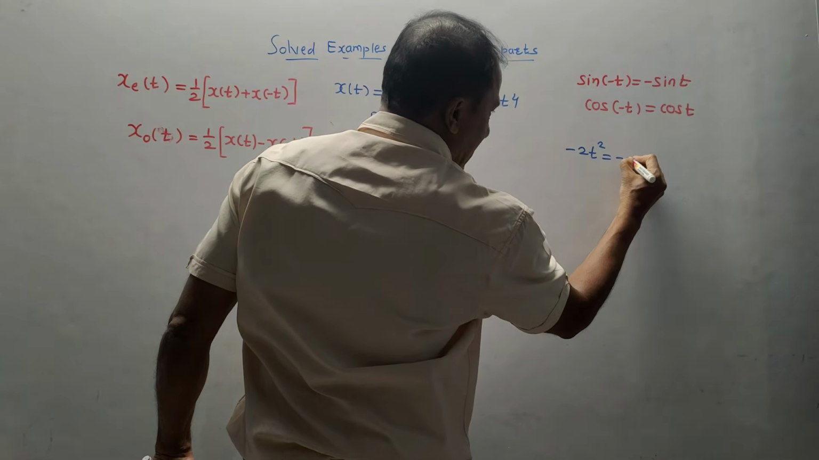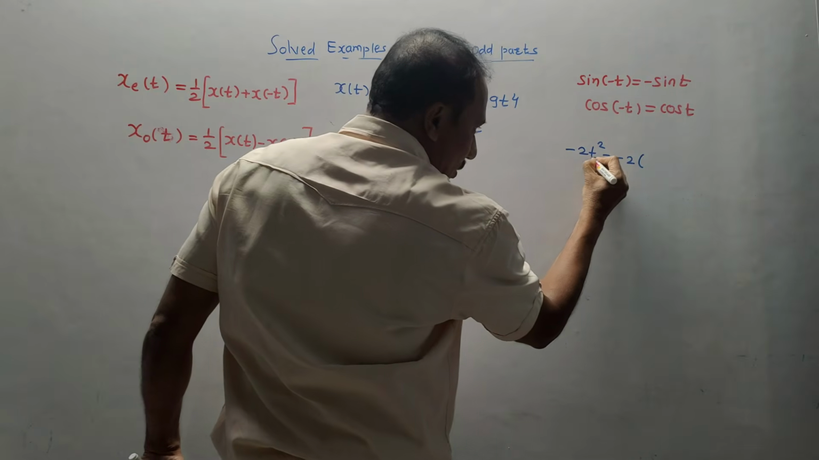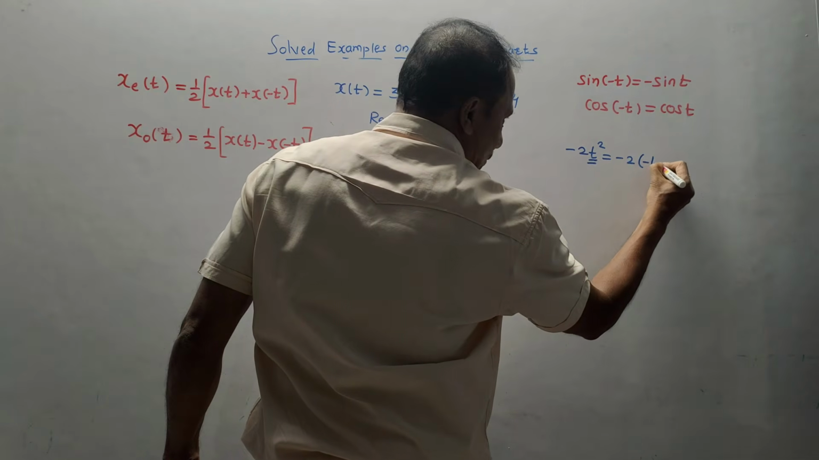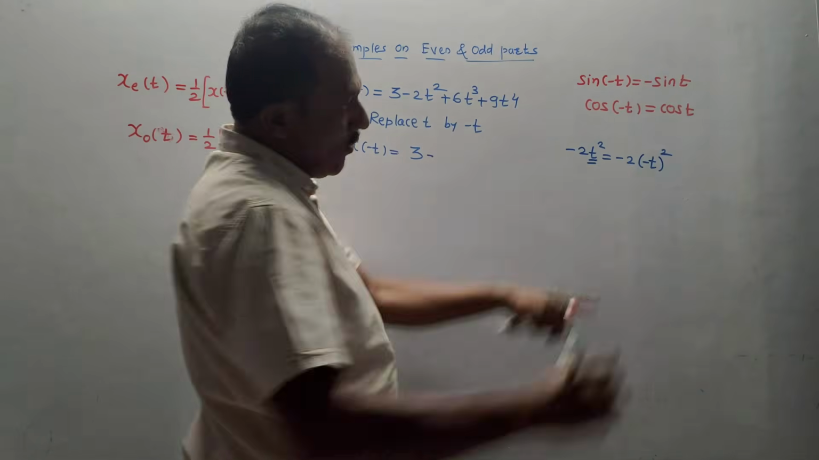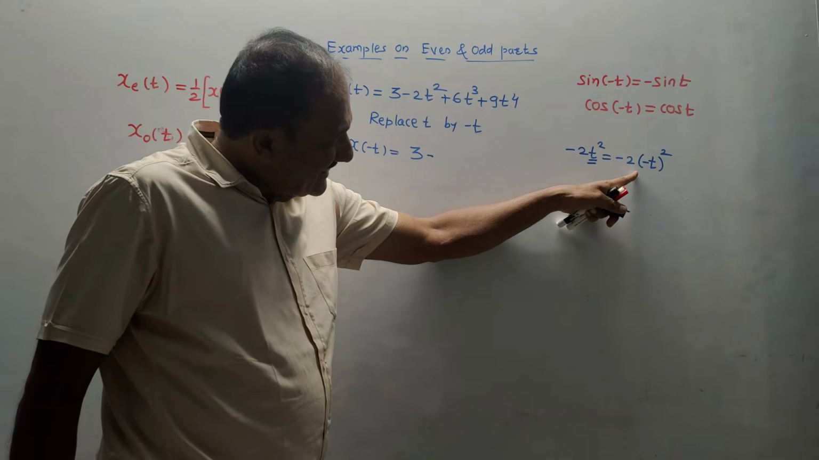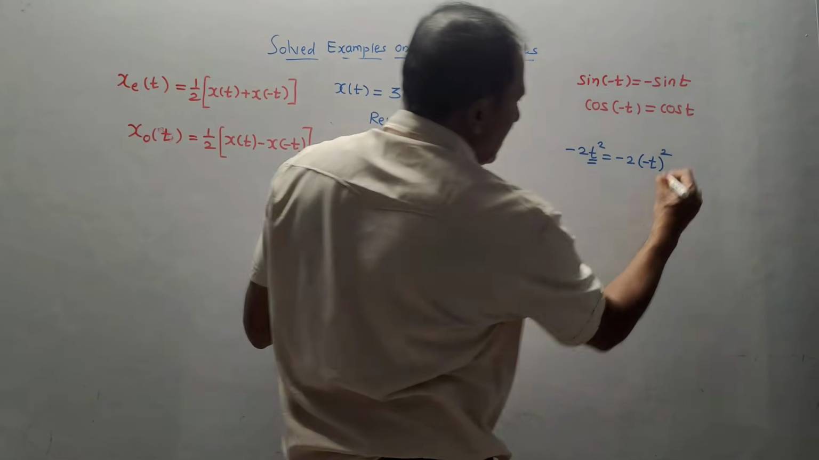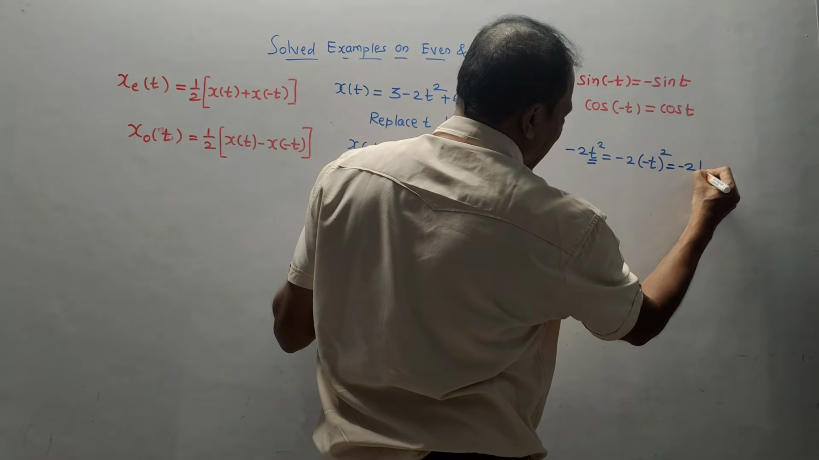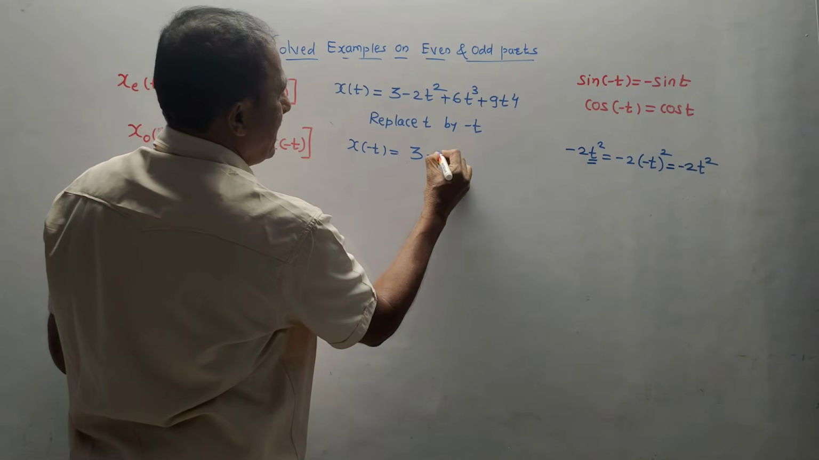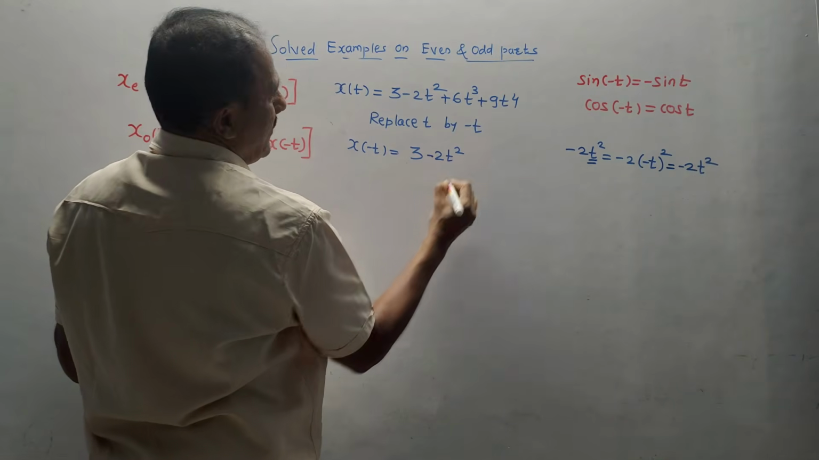What I have to do: this minus 2 remains as it is. I will have to replace this t by minus t, so it becomes minus t square. We know that if you are taking minus t square, it becomes plus t square. So this minus 2 remains as it is and it is 2t square, so it becomes minus 2t square.